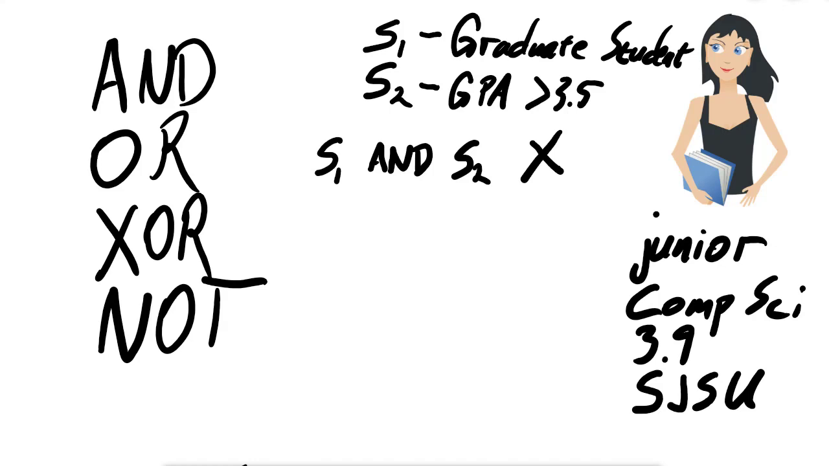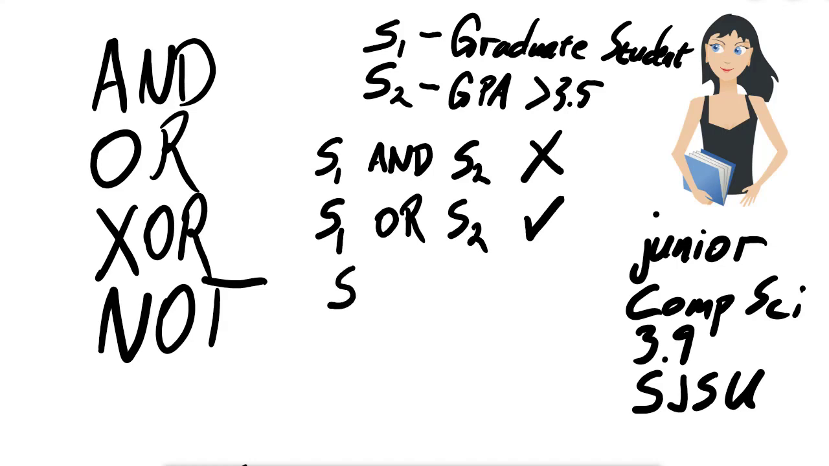However, what if instead of being an AND, it's an OR? S1, graduate student, or S2, a good GPA. Well, Stacy's not a graduate student. However, Stacy does have a GPA that's greater than 3.5. Since this is an OR, it can be one or the other, then Stacy would be eligible if this were the requirement.